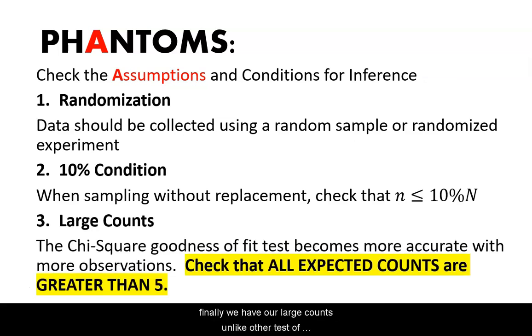And then finally, we have our large counts. Now, unlike other tests of proportions, for the Chi-Squared goodness of fit test, what we want to check is that all expected counts are greater than 5. So that's a little bit different from what we've had in previous chapters, where for the sampling distribution for sample proportions, we wanted our np and n times 1 minus p to be greater than 10. In this case, what we've got are greater than 5. Okay.